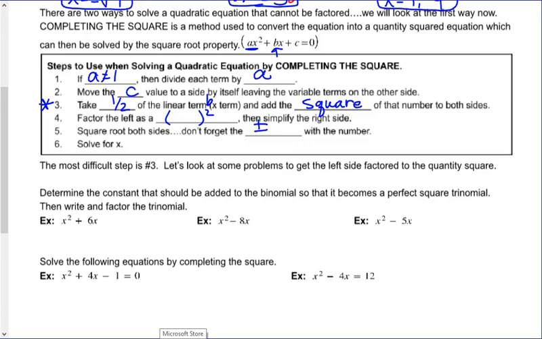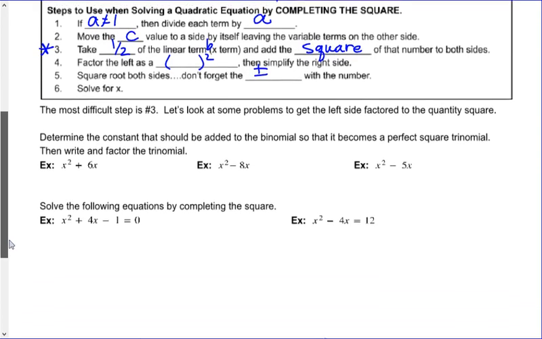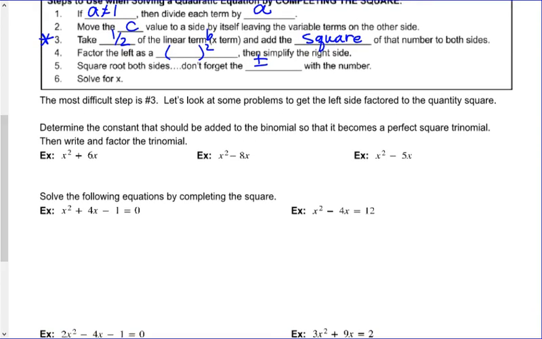So we've already kind of done half of it. We did 4, 5, 6 a little bit, or maybe 5 and 6, but now we're going to just work with the whole process. So the most difficult part, I said, was step number 3. So in your book, they give you a nice little exercise for you to determine what is that constant that we have to add to both sides.